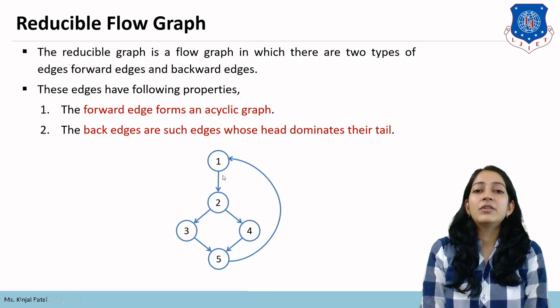Here forward edges form an acyclic graph, and back edges are the edges such that the head dominates the tail. Here from 5 to 1 there is a loop, where 1 is the head and 5 is the tail. So this is generating the loop, that's why this flow graph is a reducible flow graph, that we can reduce this flow graph by eliminating this edge.